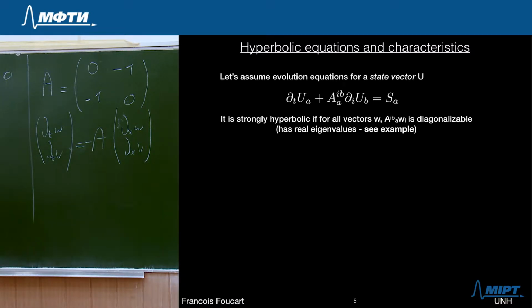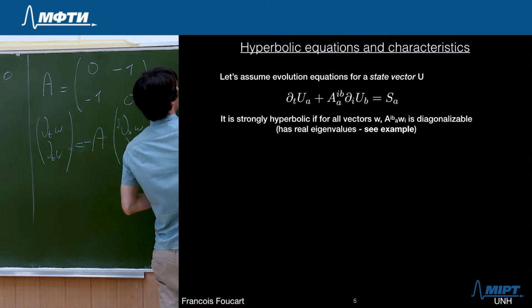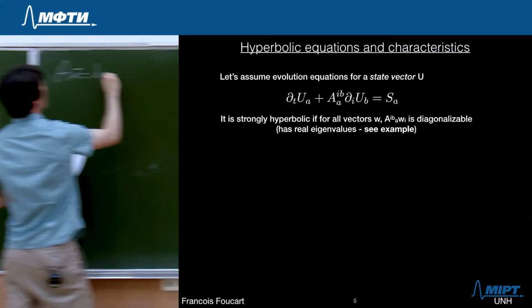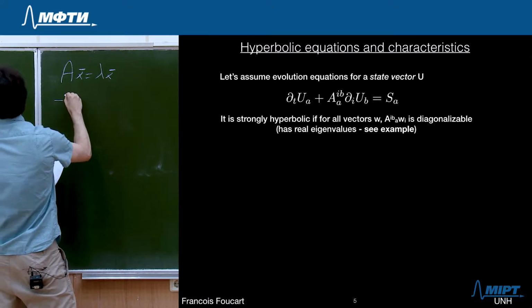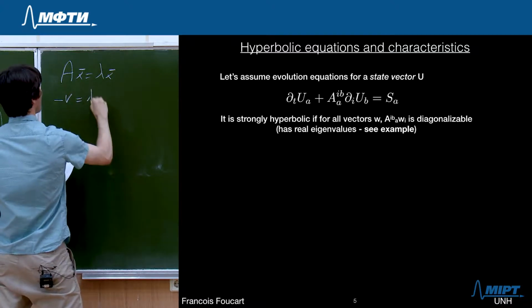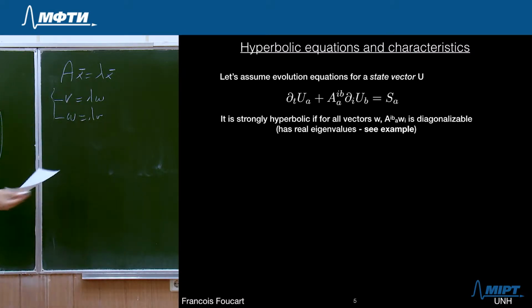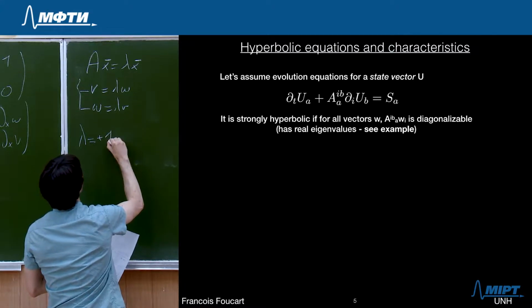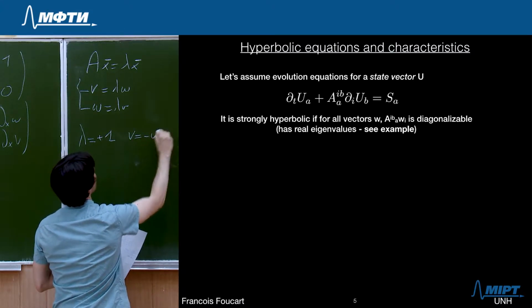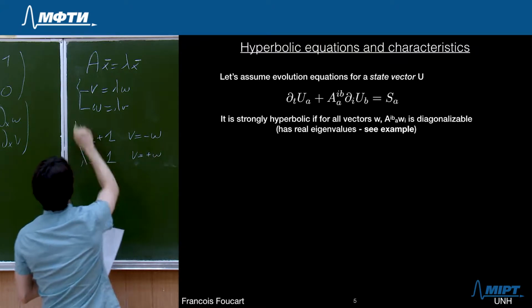Now this matrix is actually diagonalizable and has real eigenvalues. I can solve the eigenvalue problem. What I'm going to find is that minus v equals lambda w, and w equals lambda v. So the solution to the eigenvalue problem, there are two of them. It's either lambda equal +1, v equal minus w, or lambda equal -1 and v equal plus w.